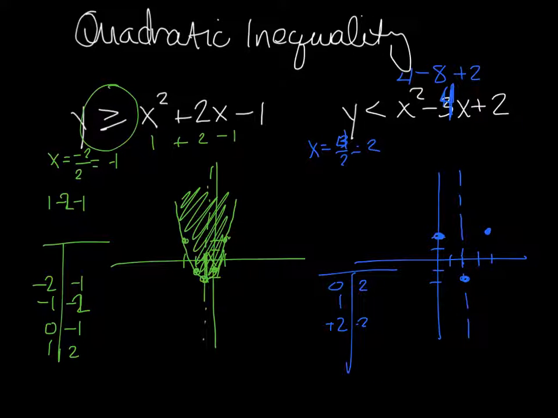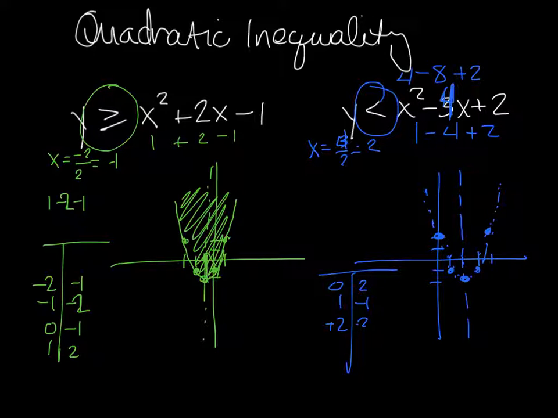And let's plug in 1. And if I plug in 1, I get 1 minus 4 plus 2. That gives me -1. And reflect. Now this one, if I look at that, it says that it's just less than. So that means I have to do a dotted parabola, just like we did a dotted line when we graphed inequalities of lines. So it's a dotted parabola.